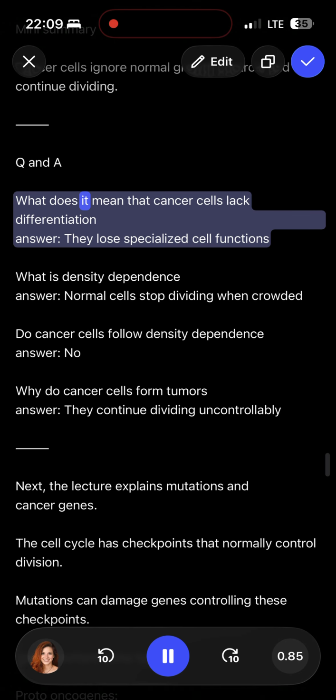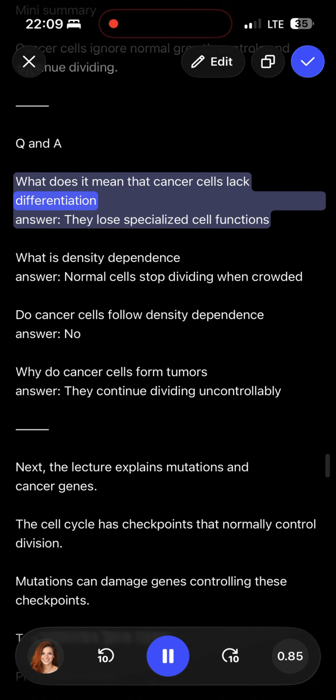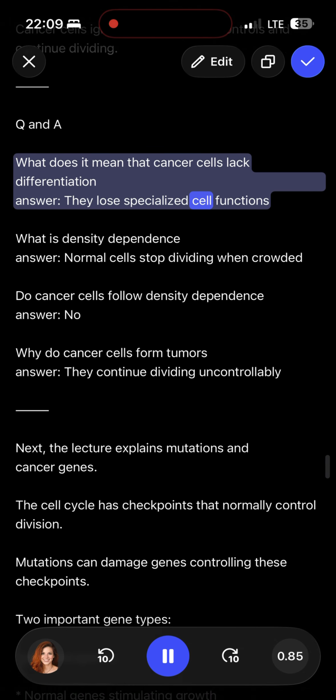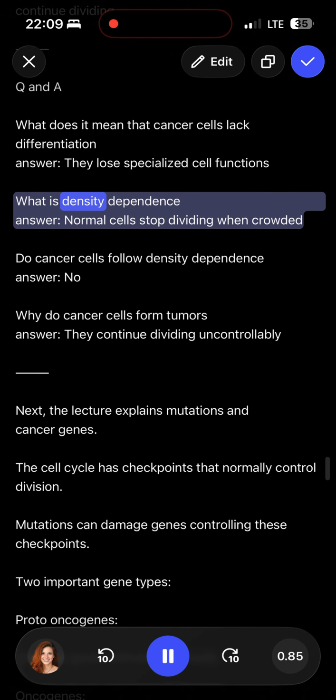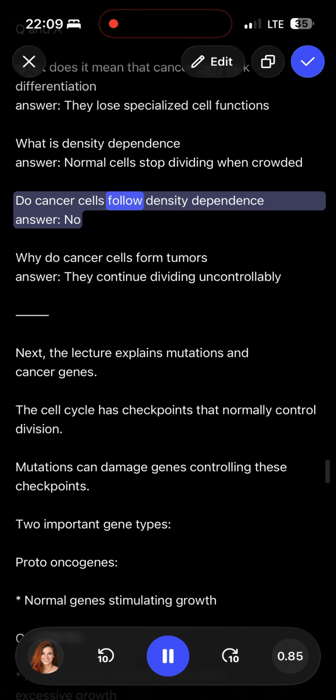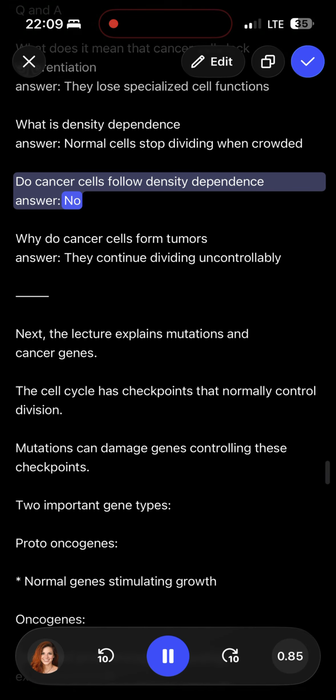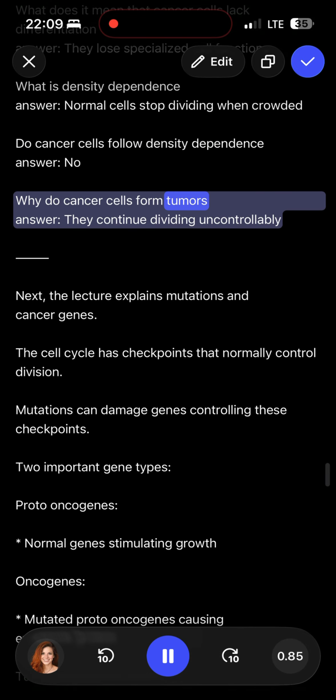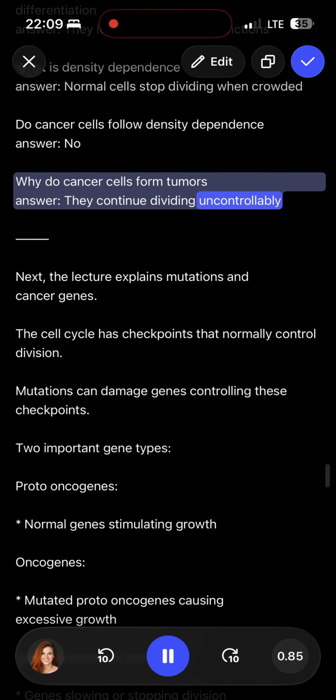Q&A. What does it mean that cancer cells lack differentiation? Answer: they lose specialized cell functions. What is density dependence? Answer: normal cells stop dividing when crowded. Do cancer cells follow density dependence? Answer: no. Why do cancer cells form tumors? Answer: they continue dividing uncontrollably.